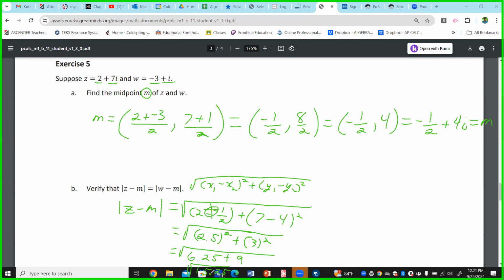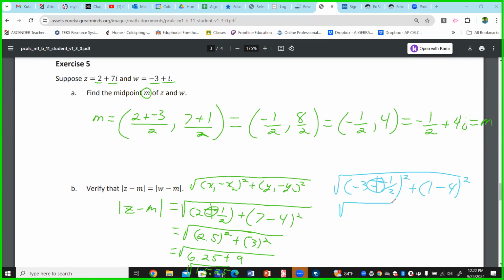All right. So then I'm going to do it again, but this time doing W minus M. So that means I'm going to start off at -3 as my x1 minus the -1/2, squared, plus now do the difference of your imaginary part. So that's an imaginary 1 there, minus the imaginary 4, squared. Again, two negatives make a positive. What's -3 plus 1/2?